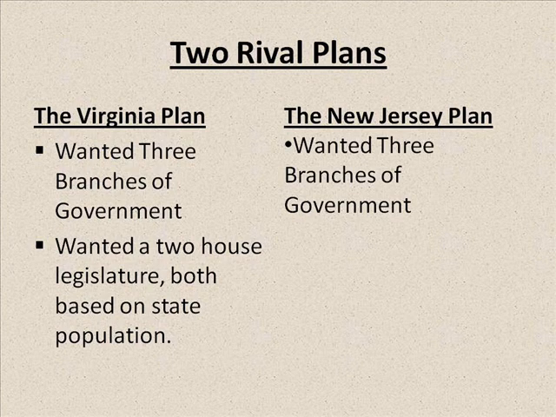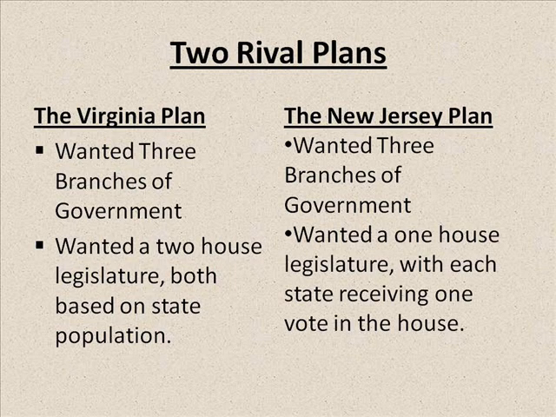The small states, however, represented by the New Jersey Plan, also wanted 3 branches of government. But instead, they wanted a 1-house legislature with each state receiving 1 vote. So each state would be treated very equally. This was more fair to the small states who didn't have the population, such as New Jersey that didn't have nearly the population that Virginia did.